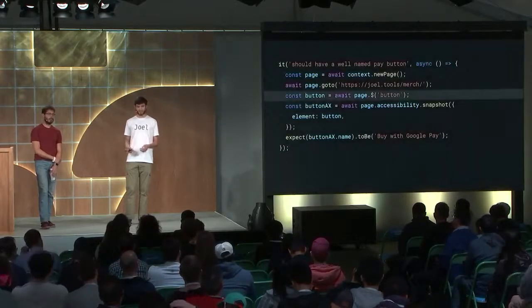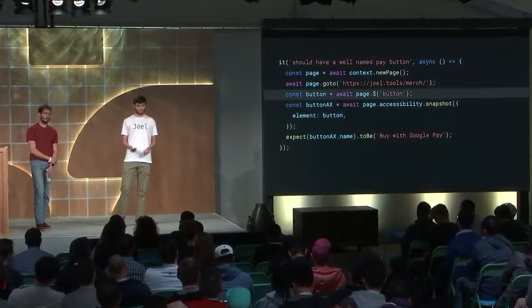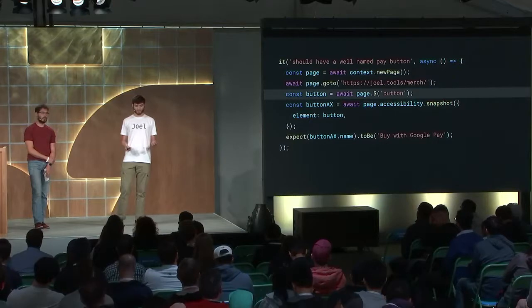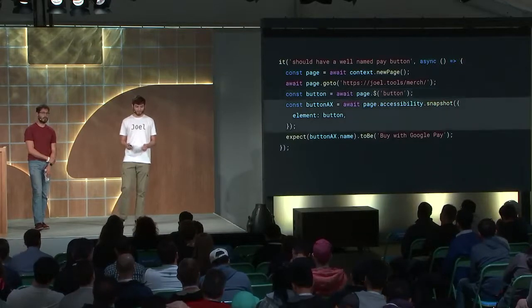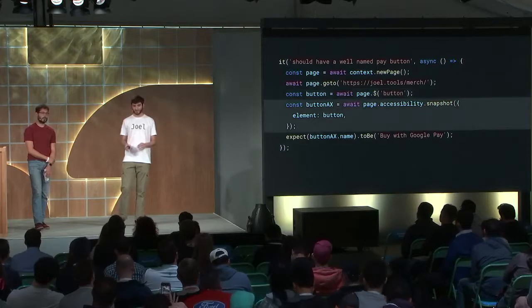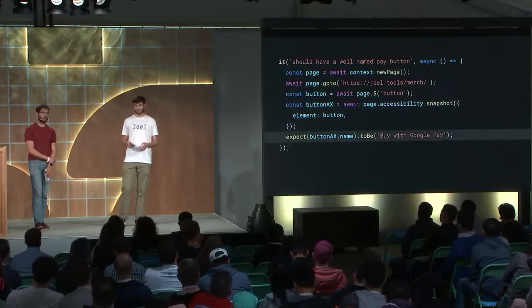Let's look at how we can use the accessibility tree to write a test to make sure that my site is accessible. So I'm going to query for the button on my site, the buy button, just a regular DOM element. Then I'll take a snapshot of the accessibility tree for just that button, and I'll verify that it has the correct Google Play name.